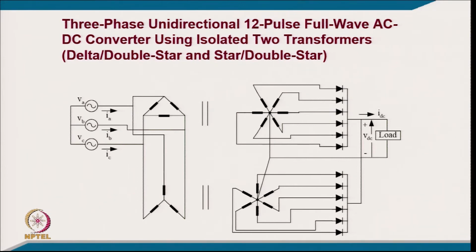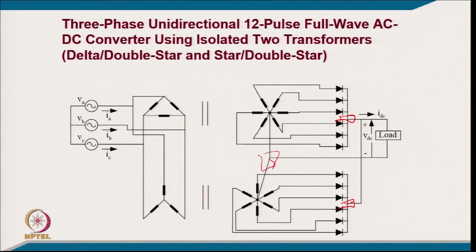So, a 3 phase 12 pulse full wave AC DC converter using 2 isolated transformers. What we do here is we have 2 transformers, one is delta to double star and the second is delta to star to double star, and they will have a 30 degree phase shift across all these 12 phases. You will certainly require an interphase transformer here, so that all devices conduct simultaneously. Typically from each group of 3 diodes you have conduction of 1, so simultaneously 4 diodes are conducting at the moment because of this interphase transformer.